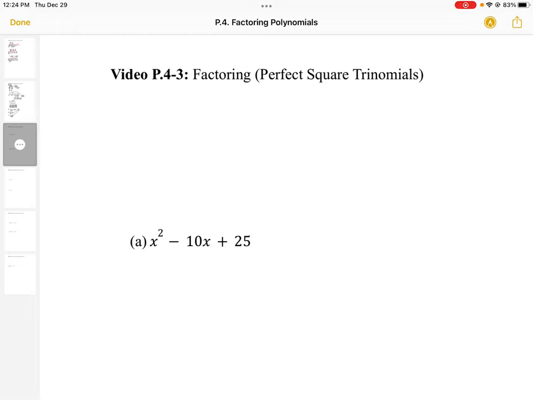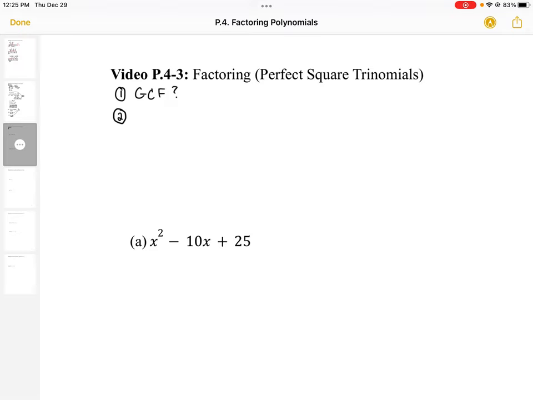In this video, we're going to be looking at factoring a perfect square trinomial. So the first step to factoring is always finding the greatest common factor. That doesn't change at all. Okay, so you're going to look for greatest common factor. Sometimes there is one, sometimes there is not one. The second step is dictated by the number of terms.